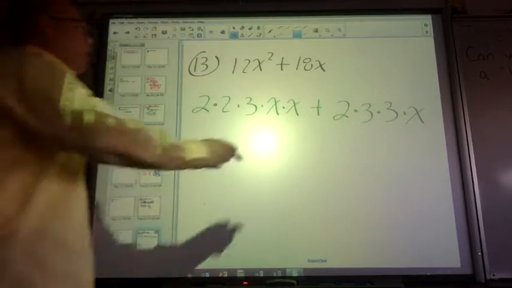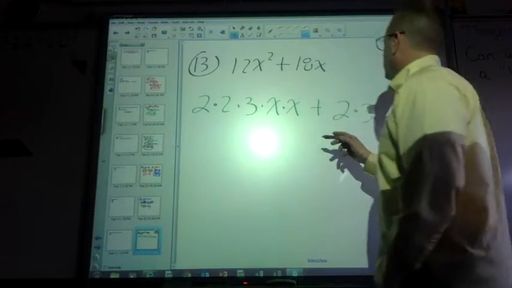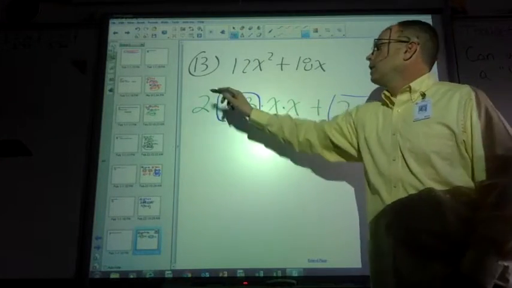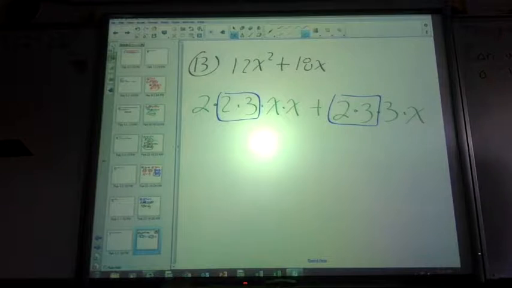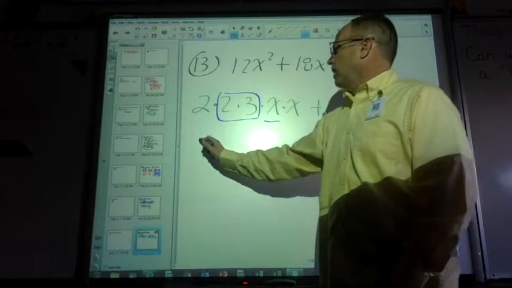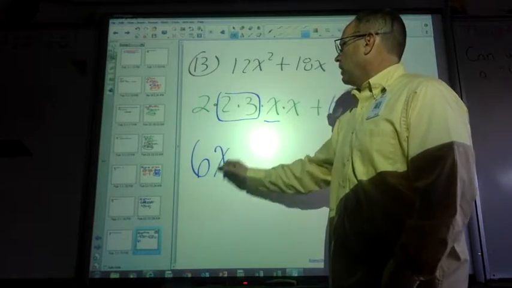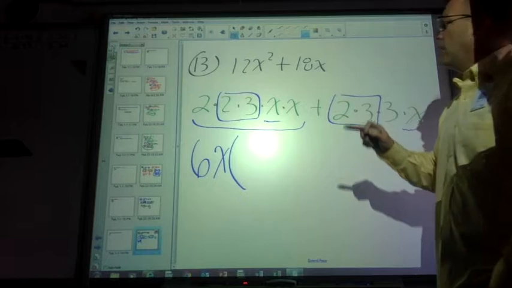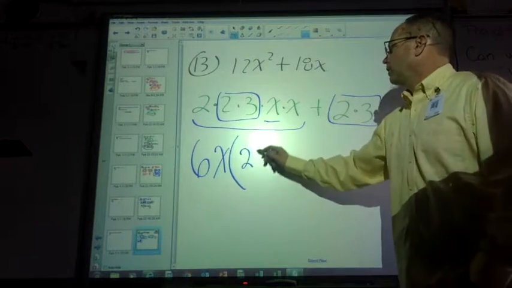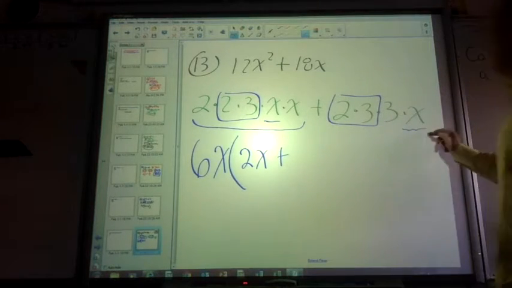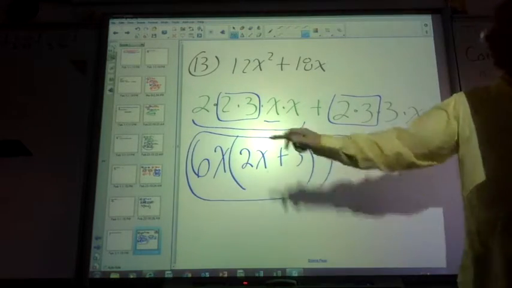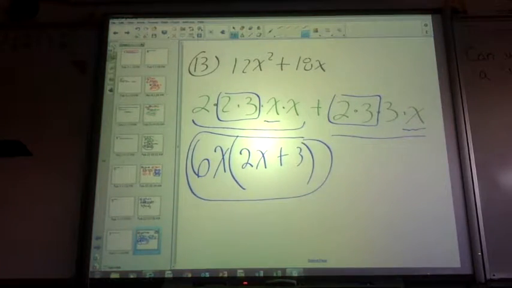All right, so let me change colors, see what we can do. I have a 2 and a 3, and I have a 2 and a 3. Do I have anything else in common between those two sets? The x and one of the x's. So 2 times 3 is 6, so that comes outside. The x comes outside. What do I have left here if I factor out the 6 and the x? I have a 2x. Cool. Plus comes down. And what do I have here? The 3. Done. It's factored. You have just undone factoring or distributing.